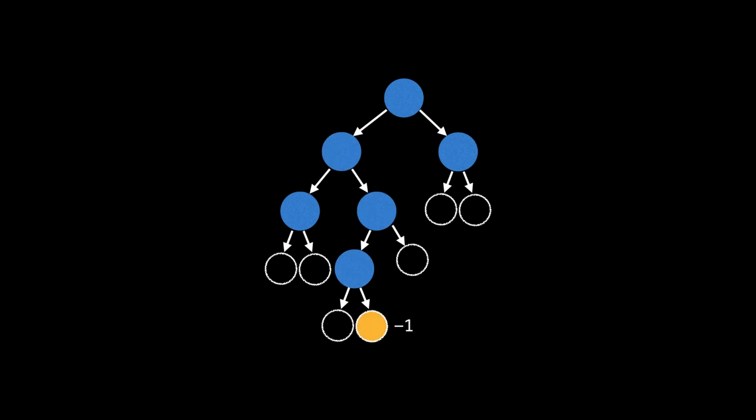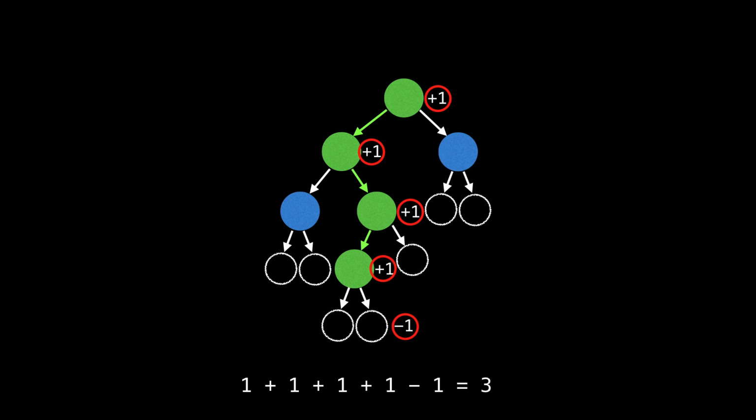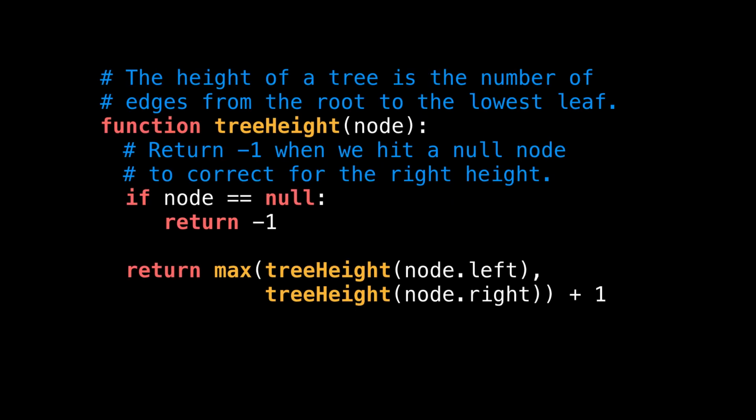Once we reach a null node, return minus 1. On the recursive callback, remember that we always add plus 1 with our recurrence. So when we add up the counts, you see that we get the correct height of 3. And that's how you compute the height of a tree.